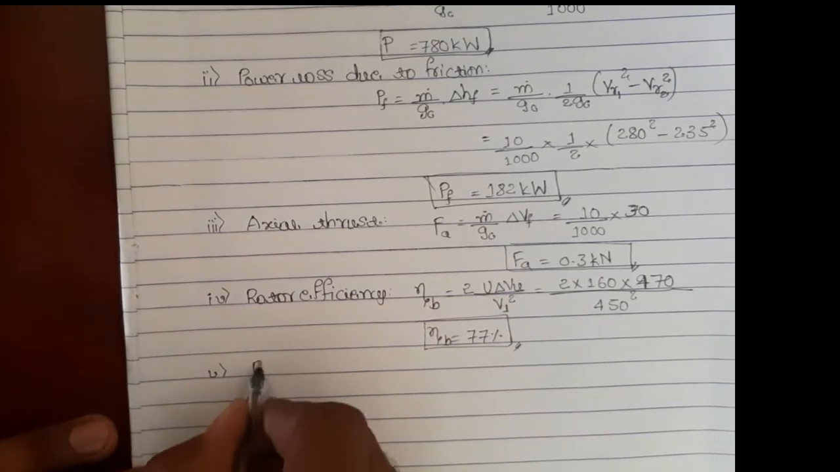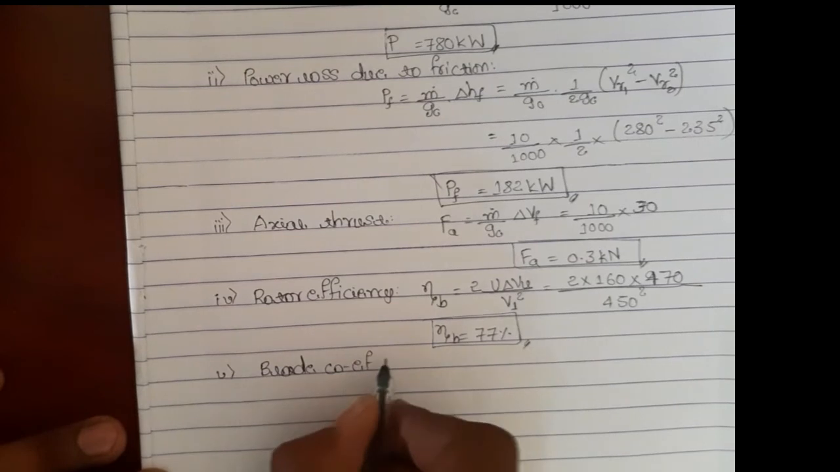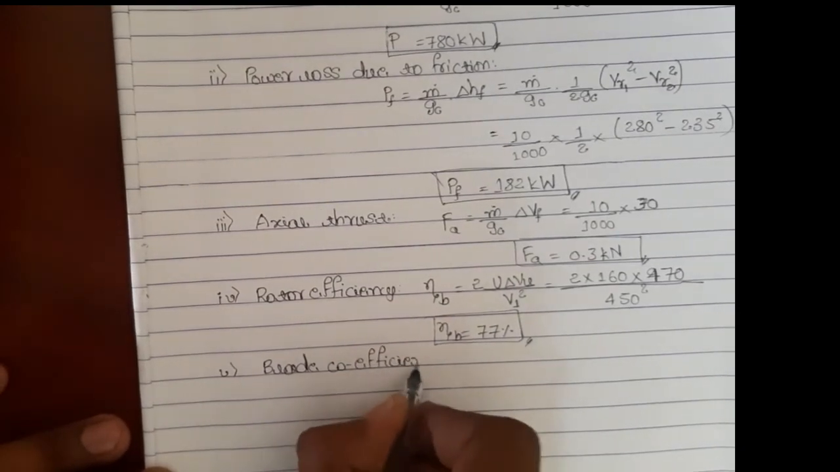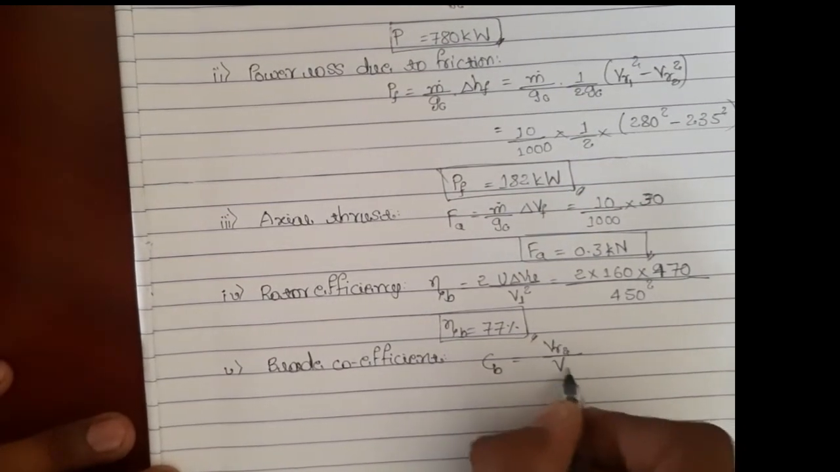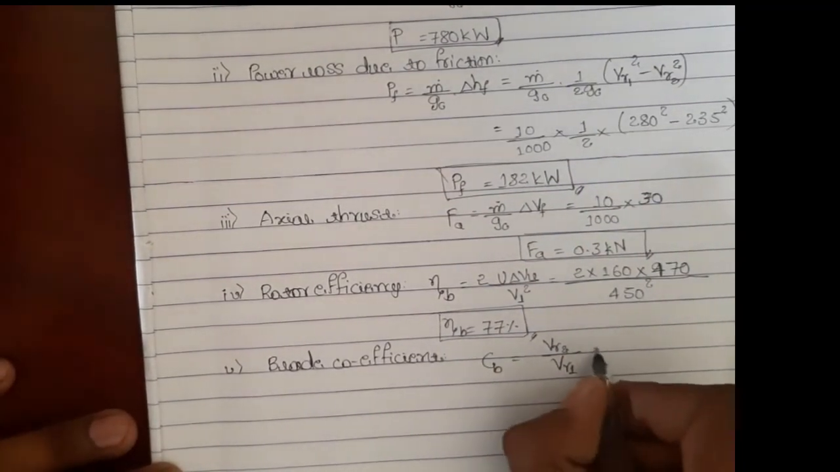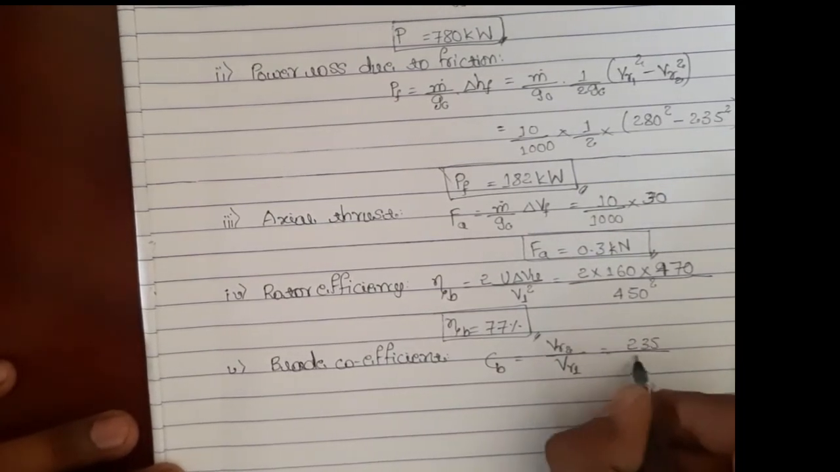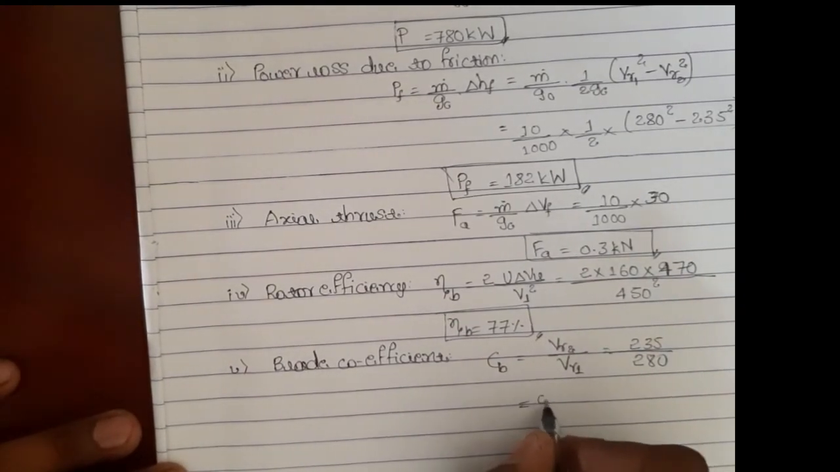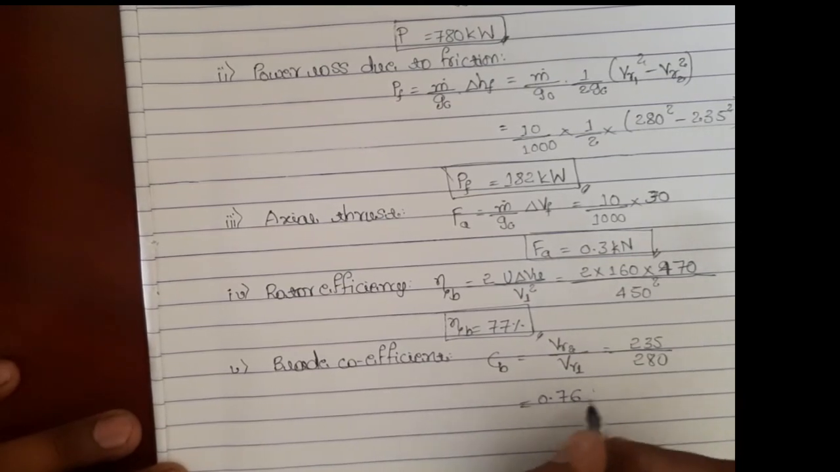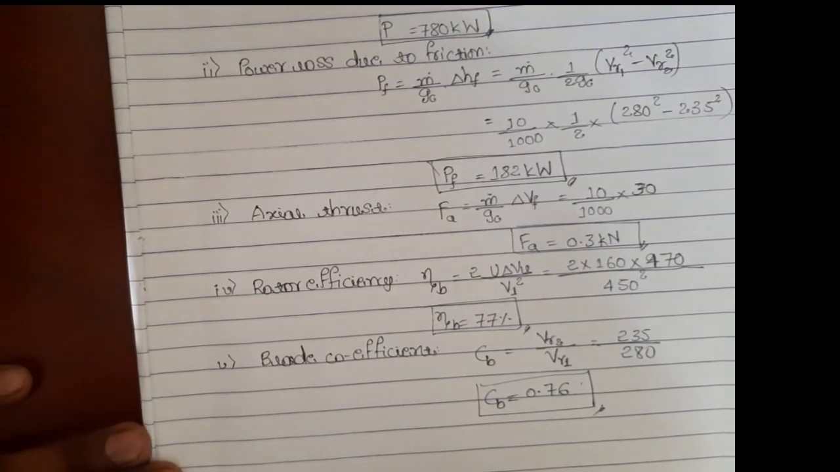The last thing they are asking us is the blade coefficient. In the last problem, blade coefficient was directly mentioned. Here they are asking us to find the blade coefficient. We already know blade coefficient is nothing but CB, which is the ratio of VR2 divided by VR1, right? So VR2 is found to be 235 divided by 280. So this is found to be 0.76, that is 76%. So CB is found to be 0.76. This is the problem.